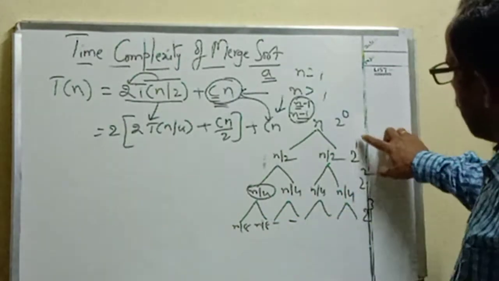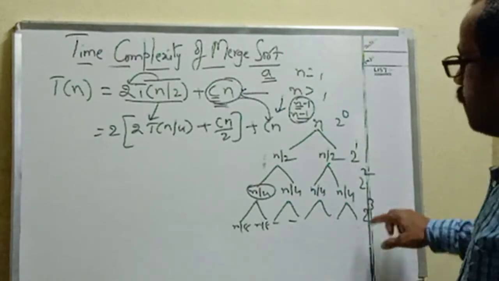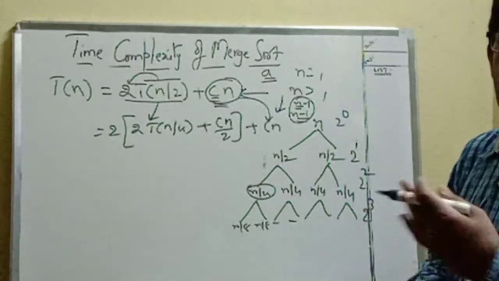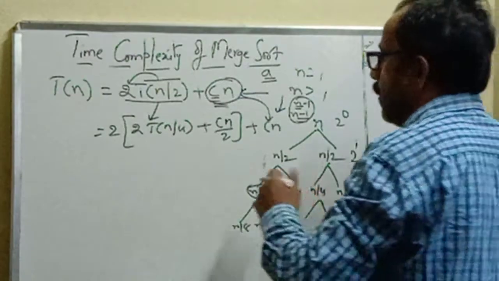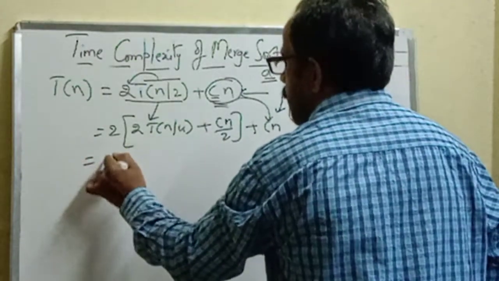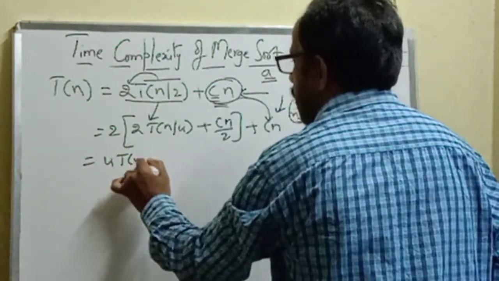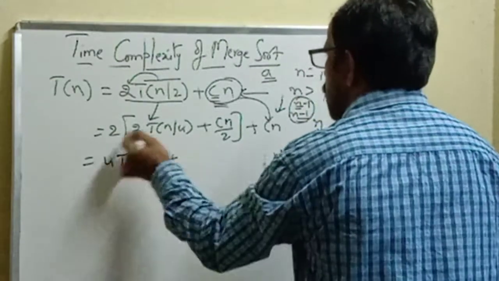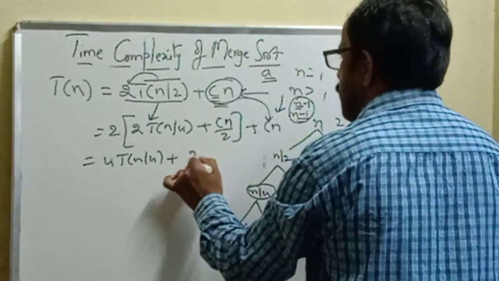So every time we apply the divide and conquer approach, we get problems in an exponential manner. Problems are growing in an exponential manner. So like this we get: 2 into 2, 4T of n by 4, plus 2 into cn by 2, cn plus cn, 2cn.